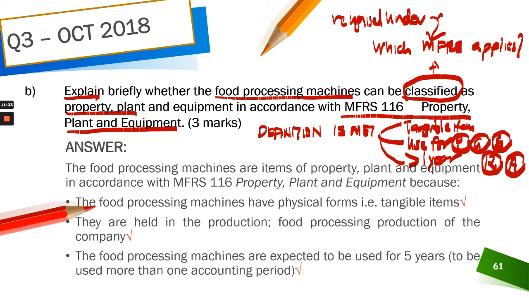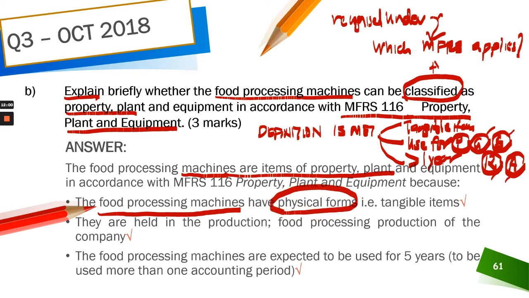So if it is a tangible item that is used for production, for supply of goods, for supply of service, for rental to others, or for admin purpose, any one of the five. So in our case, machines are items of property, plant and equipment. If we check the answer here, why? Because the food processing machine has the physical form. Another word for tangible is physical form, or you can say there is a physical substance, physical existence. It is a tangible item, maybe you can say made of steel, made of iron, for example. You can just add that.